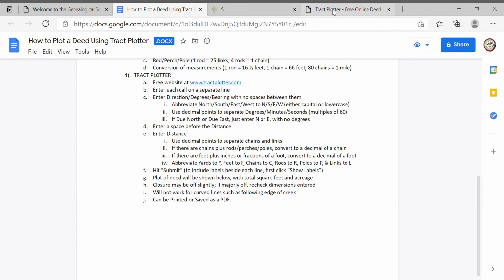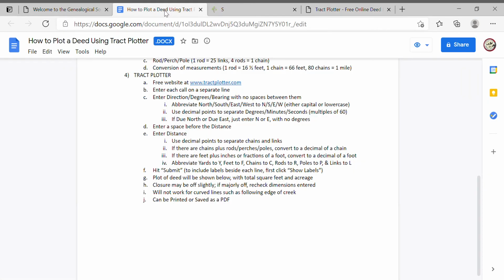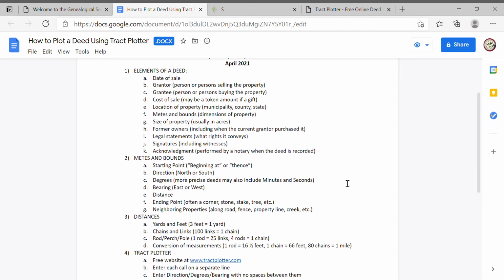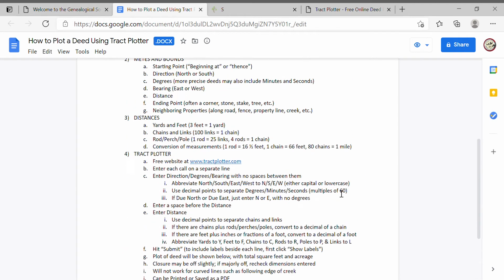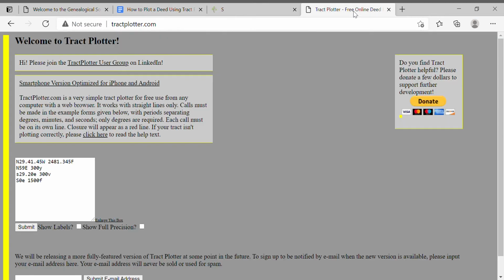It's www.tractplotter.com. Here you can see it, www.tractplotter.com. Okay, it's a really simple, basic site. There's no bells and whistles on this. It's just basic. So what you're going to do is use this to enter the information, each call. Now those were each line when we went through from one corner to another, that is called a call. All right, so we're going to enter each of those calls on a separate line over here.